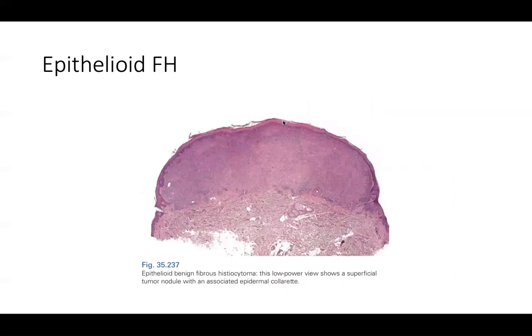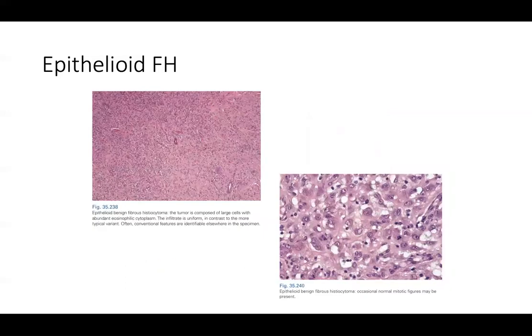It has this epidermal collarette where you see the end bending of reedy ridges on the side of it, just as you would see in a lobular capillary hemangioma. So you see this superficial tumor nodule. It's got that collarette, as I mentioned. And on higher power, you'll see a pretty nice proliferation of epithelioid cells.